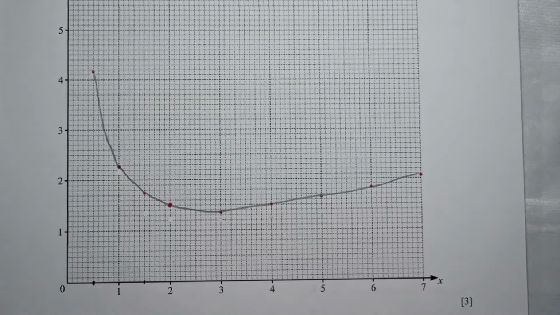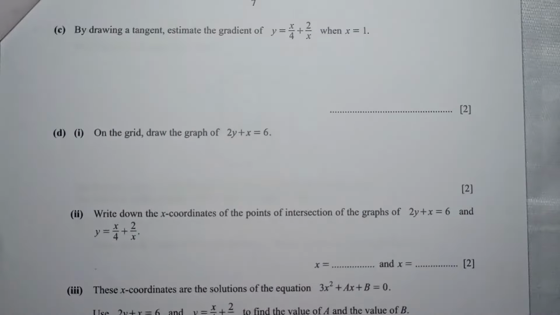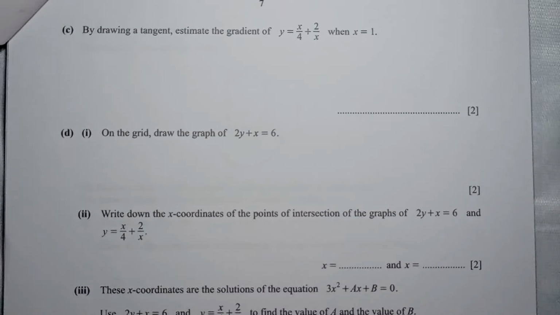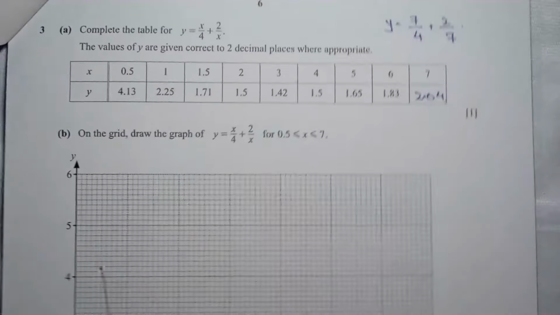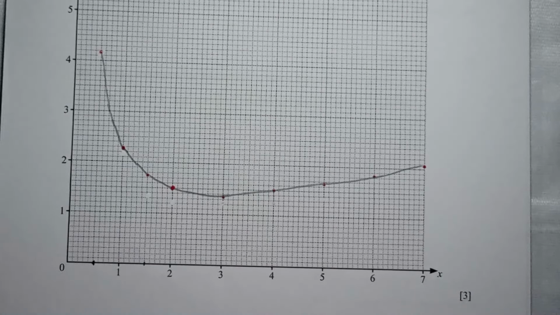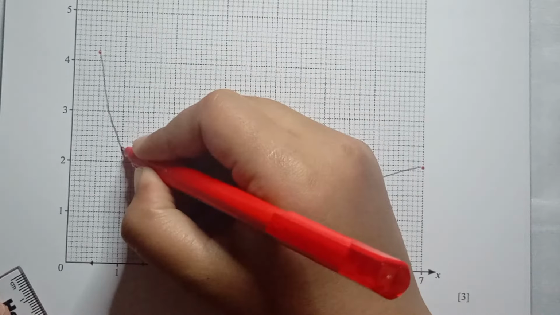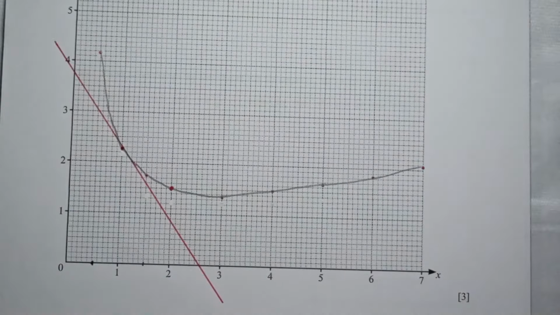So this is a curve for the given function. Now for the C part, by drawing a tangent, estimate the gradient of the function when x is equal to 1. Okay, so going back to the graph, first we need to draw the tangent at x equals 1 and then find the gradient. So x equals 1 is this point. We need to draw the tangent at x equals 1. So this would be the tangent.